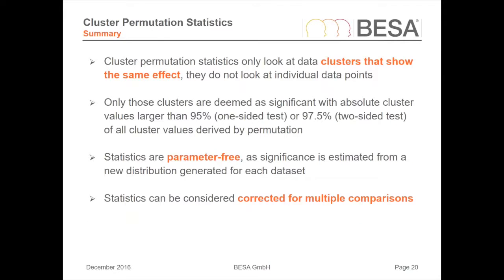So again, a summary. We have the clusters. We want them to be significant, of course. If they're significant, they need to have an absolute cluster value larger than 95% for the one-sided test, or 97.5% of all cluster values for the two-sided test derived by the permutation. These statistics are parameter-free, since the significance is estimated from a new distribution that we generate from the data sets, and the statistics can be considered corrected for multiple comparisons.